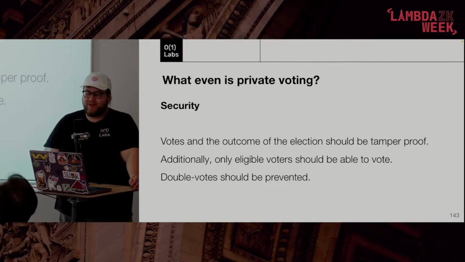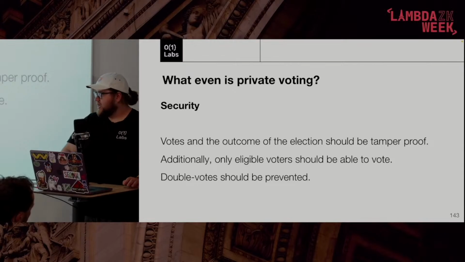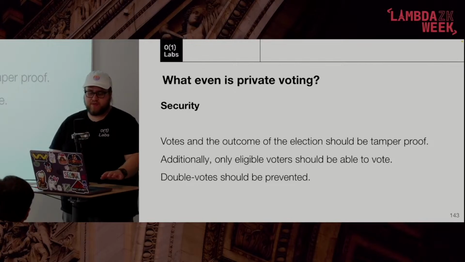And security, of course, that's a big one. The outcome of the election should be tamper-proof. We don't want anyone to be able to impact that result negatively. And additionally, voters should only be able to vote once. In most voting applications, you can also look at proposals where you have multiple choice. But ideally, we only want to vote once.